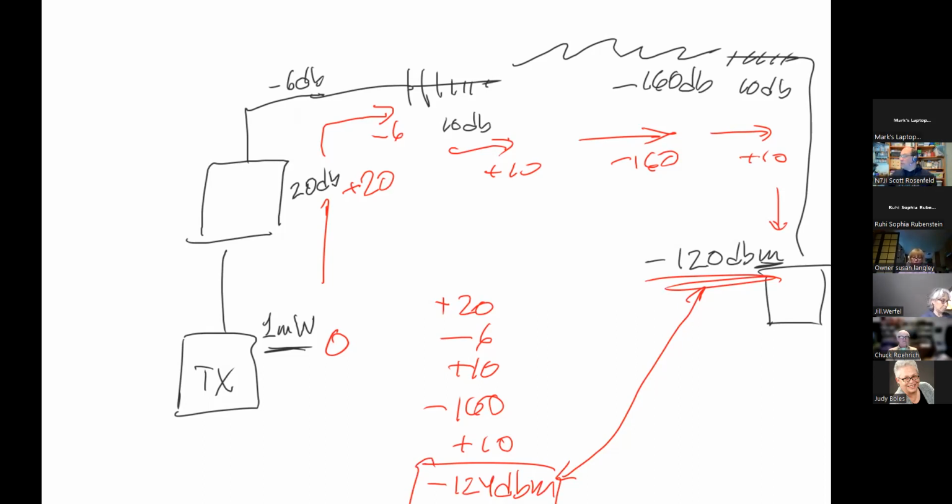Yeah, we could increase the gain of the amp. We could make that 25 dB. Or see this 6 dB loss? We could replace that cable with something that was better. We could put a bigger antenna up here or a bigger antenna right there, which has a little more gain. So let's replace this 20 with 25 dB. Well, guess what? We're now at negative 119, and we went from not hearing anything to all of a sudden hearing something, and everything works again.